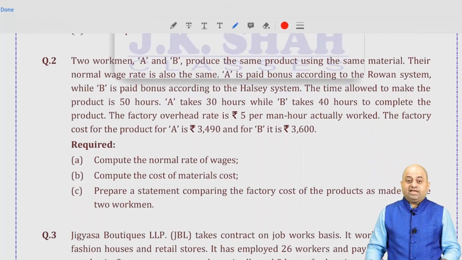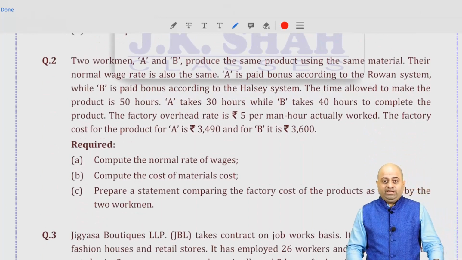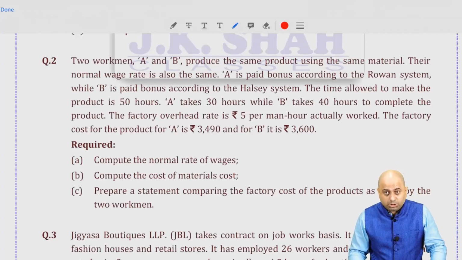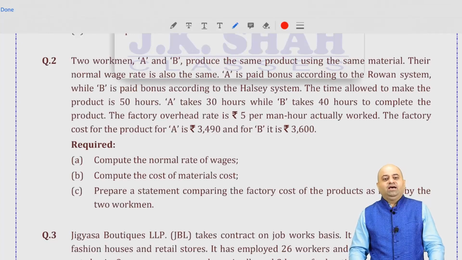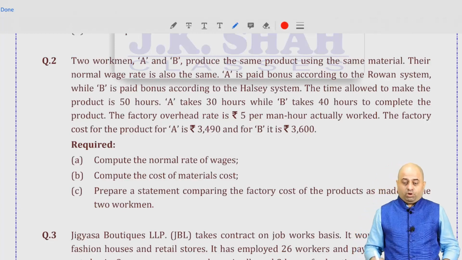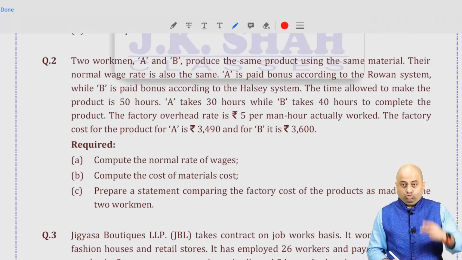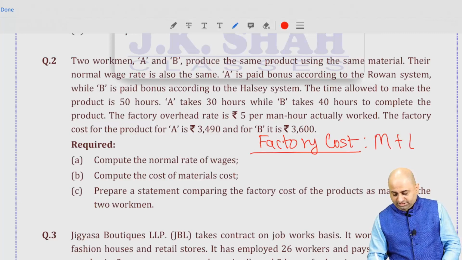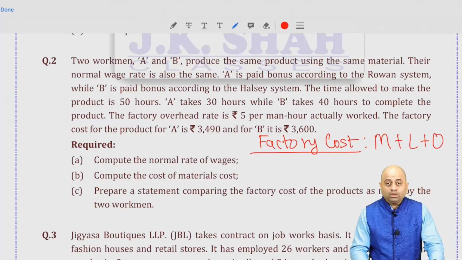Next, second problem, two workmen A and B. We are given normal rate, we are given to calculate the normal rate of wages, the cost of material, and so on and so forth. The point that I would like to remind you in this problem, this problem we used to do two things. One, factory cost, which is material plus labor plus overheads.